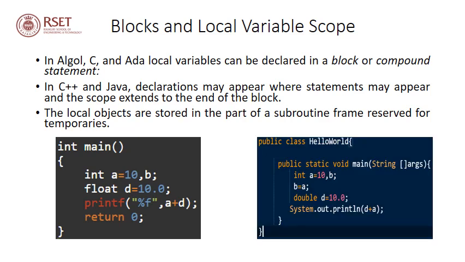Next, if you notice, towards the right hand side there is an example Java program, and within the main function we have the exact same program as in the case of C. So we have A initialized to 10 and B, both integer variables. Now I am assigning the value of A to B, and even after that statement we can do declarations. I am declaring D as a double variable and its value is initialized as 10.0. So in C++ and Java, declarations may appear where statements may appear.